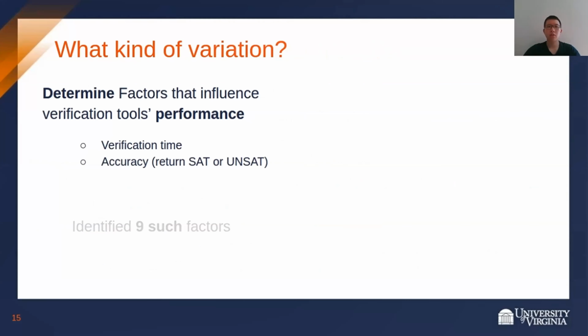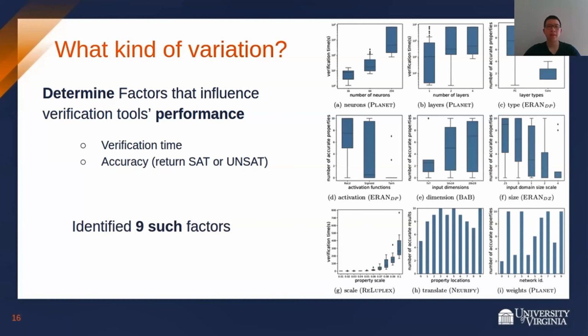Now we have understood the requirements of high-quality DNN verification benchmarks. I will then discuss the approaches that we took to tackle them. Firstly, we want to understand what makes diversity in DNN verification. To answer this question, we performed a study of how existing verifiers vary when some aspects of the verification problem change. We measured verification tools' performance in terms of verification time and accuracy. As a result, we identified 9 such factors that affected some verifiers in various settings.